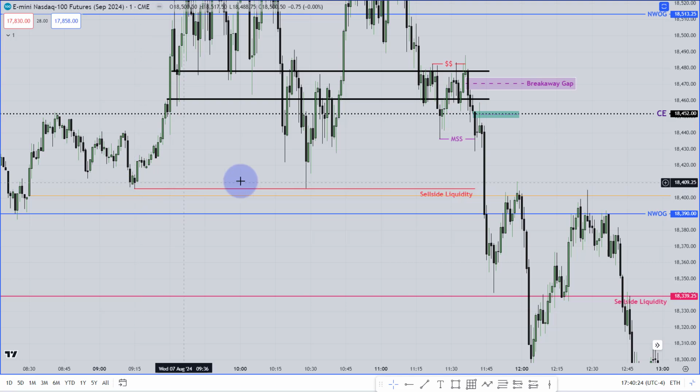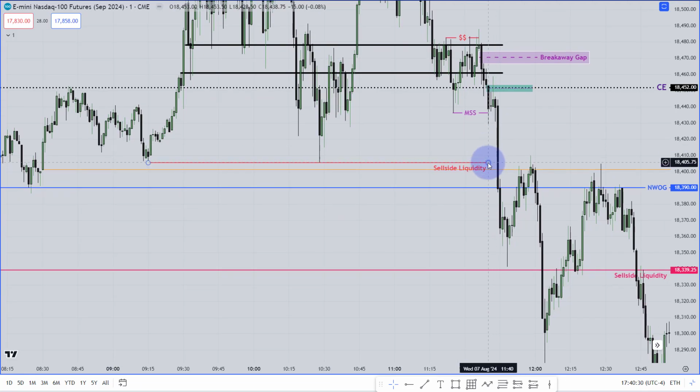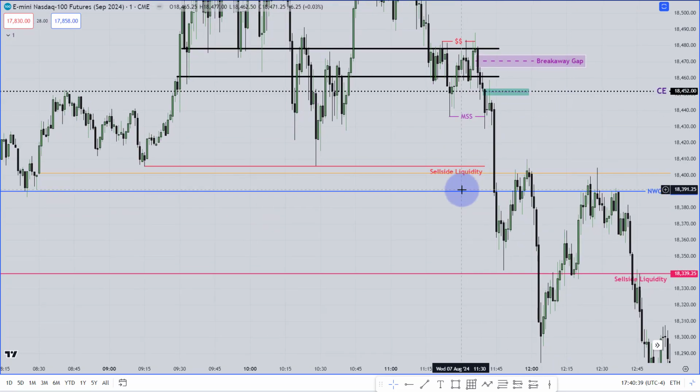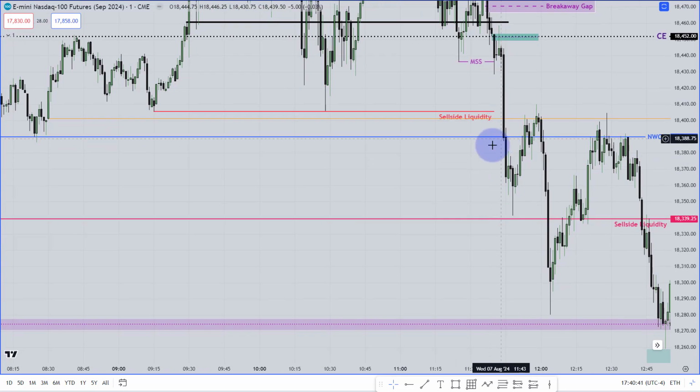Look, this low and that low. What is that? Relatively equal lows. Aren't they so plain? Absolutely. You can take a partial over here and you can hold your trade until the low of this new week opening gap. So this is the new week opening gap high, constant encroachment, and the low. So you can hold your trade until that area.